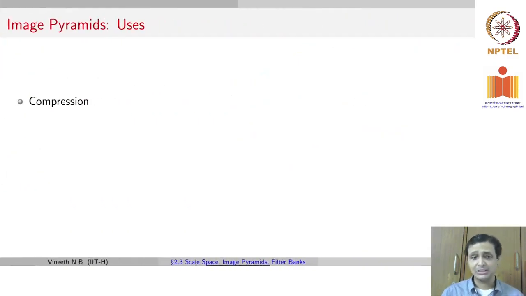In multiple applications. You could use it for compression, because you may want to just transmit a low resolution version of the original image and send some other information through other means and be able to reconstruct a higher resolution from the low resolution image.